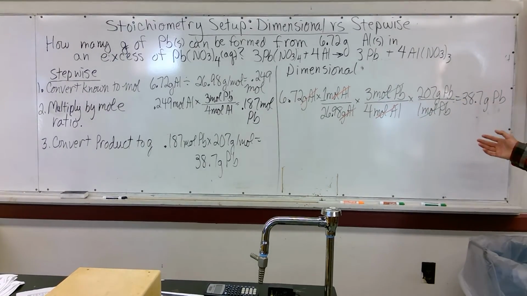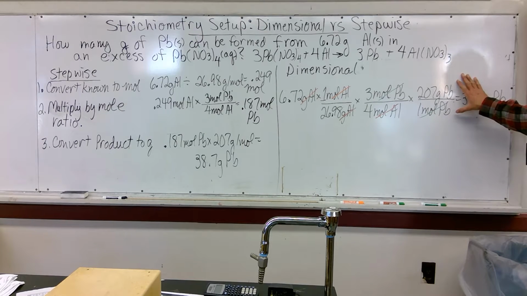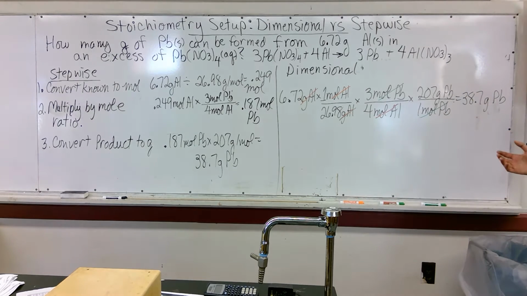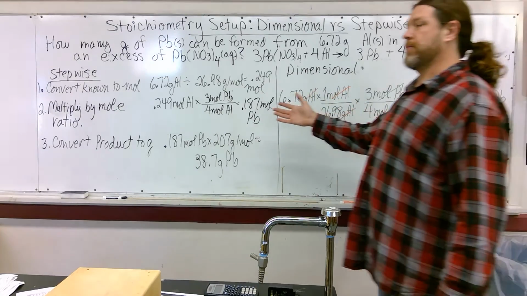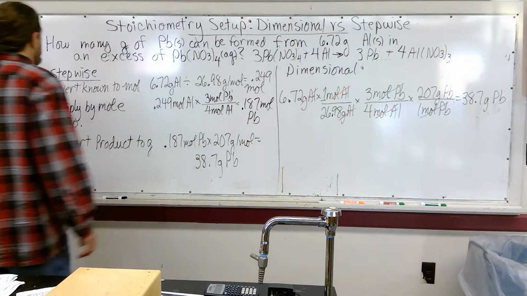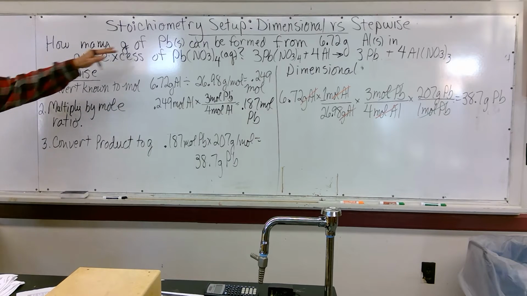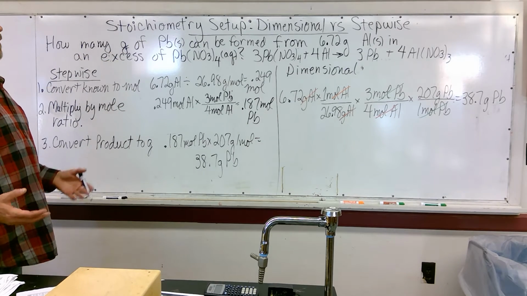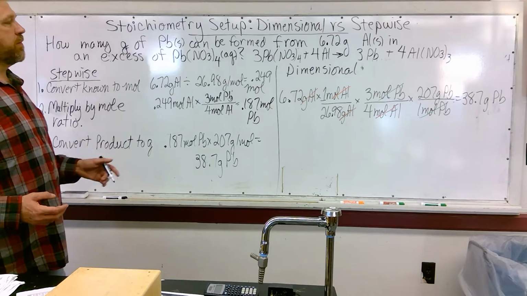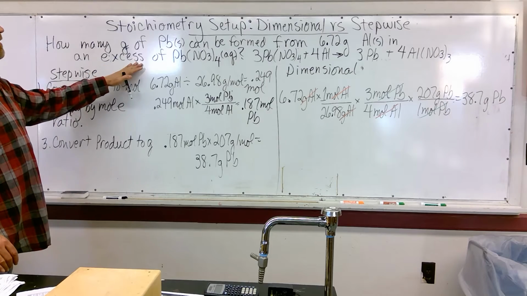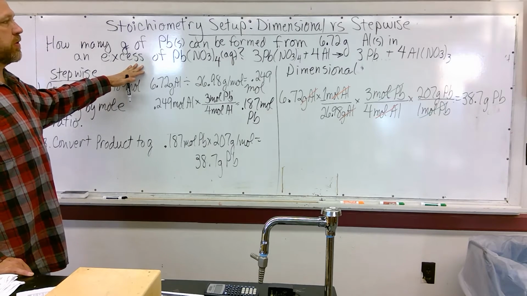Many students can feel intimidated by stoichiometry in the way that a dimensional form of writing the problem can seem long and cumbersome. But let's compare the dimensional approach with the stepwise approach. So we have a problem here with a single replacement reaction of wanting to see how many grams of lead as a solid precipitate would be formed if we put 6.72 grams of aluminum in an excess of lead nitrate aqueous solution.